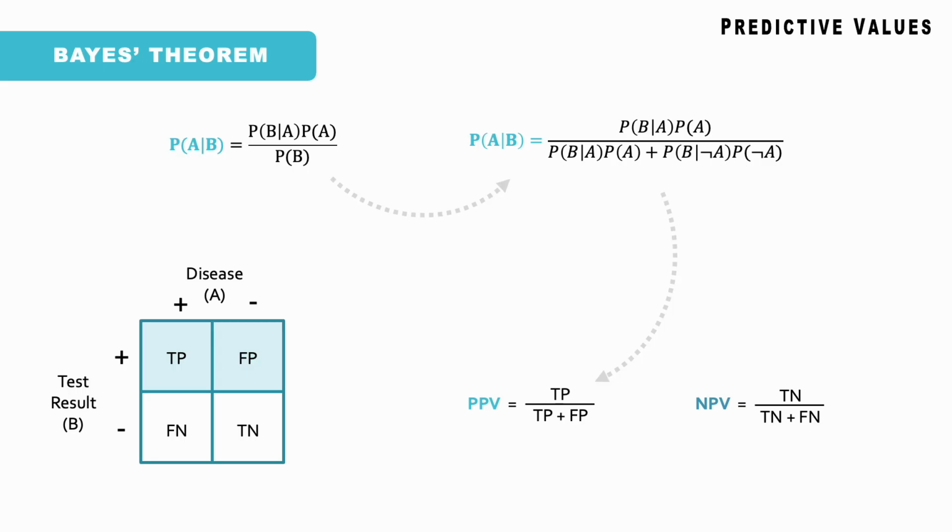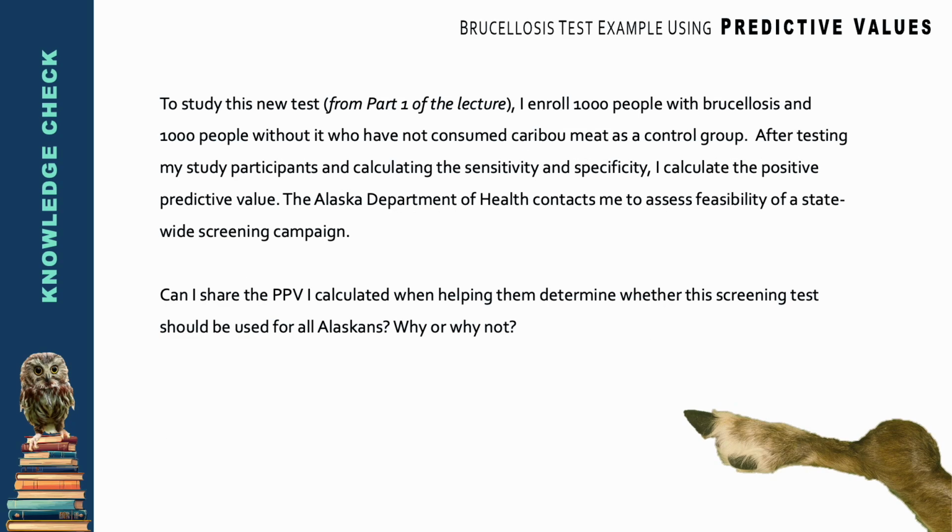For example, prevalence of the disease rather than a count of cases of disease. Here's a practice question. To study this new test, I enroll 1,000 people with brucellosis and 1,000 people without it who have not consumed any caribou meat as a control group. After testing my study participants and calculating the sensitivity and specificity, I calculate the positive predictive value. The Alaska Department of Health contacts me to assess feasibility of a statewide screening campaign. Can I share the positive predictive value I calculated when helping them determine whether the screening test should be used for all Alaskans? Why or why not?